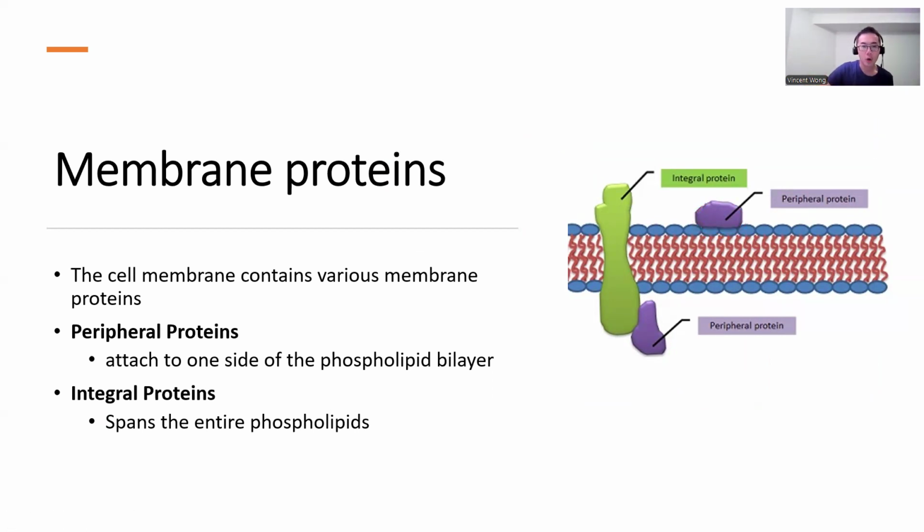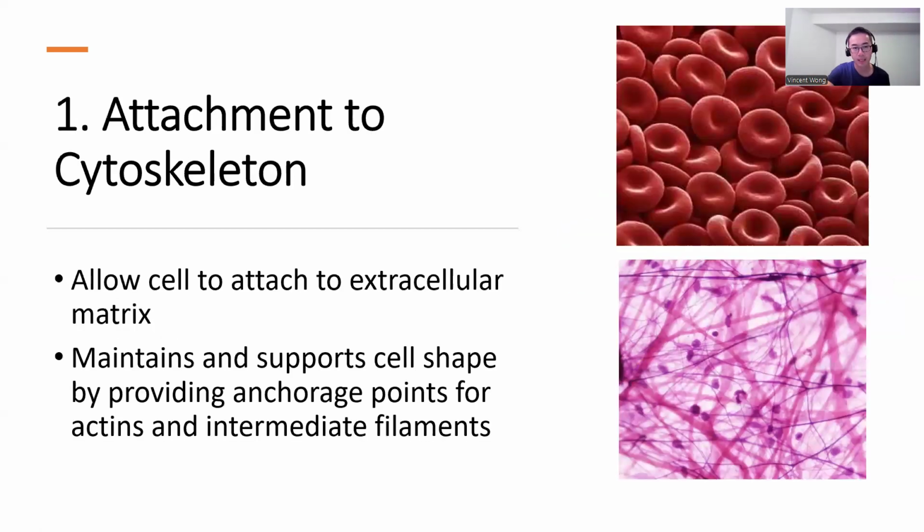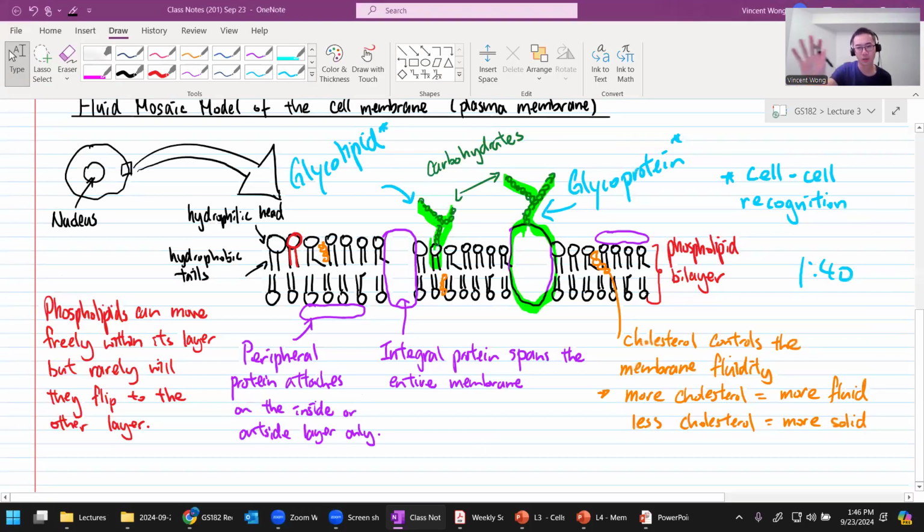Both kinds of proteins will have their different functions, but generally speaking, we can summarize the membrane protein functions into 6 different types of functions. Starting with the first type, they actually provide attachment sites to the cytoskeleton. Let me go back to here to show you. This is our drawing, and you don't have to draw it on yours. I don't want you to ruin your lovely note.